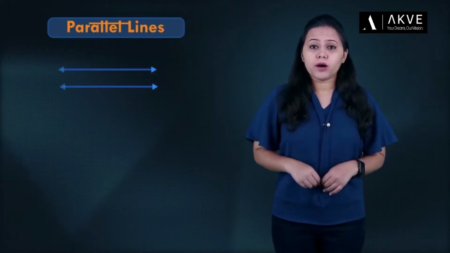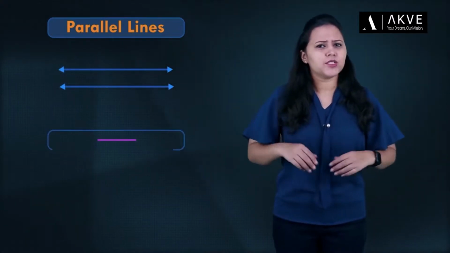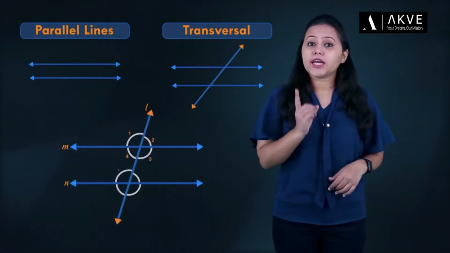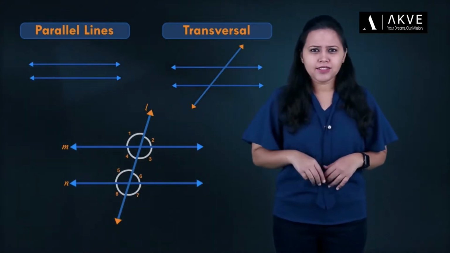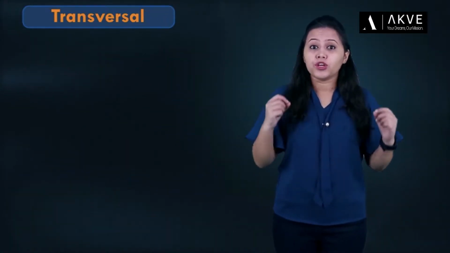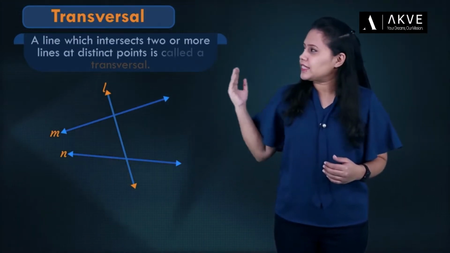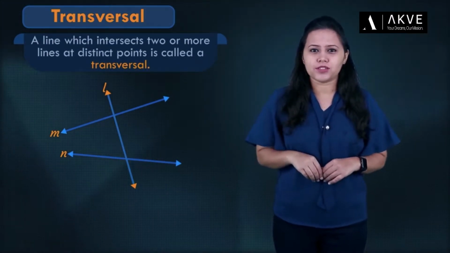You already know about parallel lines, transversal and the relation between the angles when a transversal intersects parallel lines, right? Let's recapitulate all these concepts. Let's start with a transversal. We know that a line which intersects two or more lines at distinct points is called a transversal.